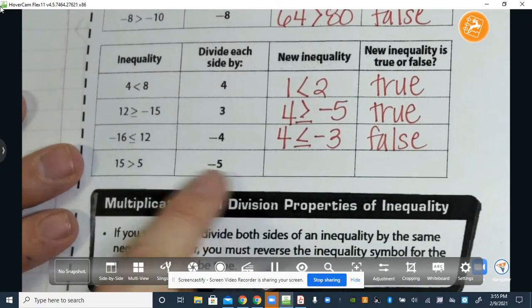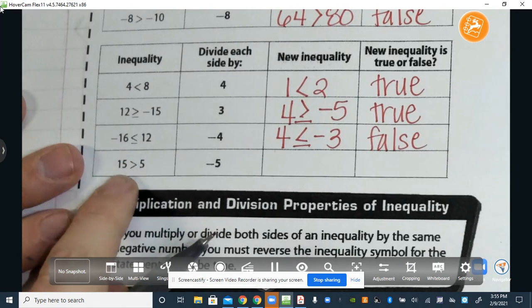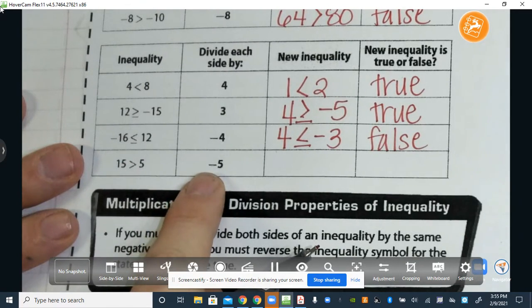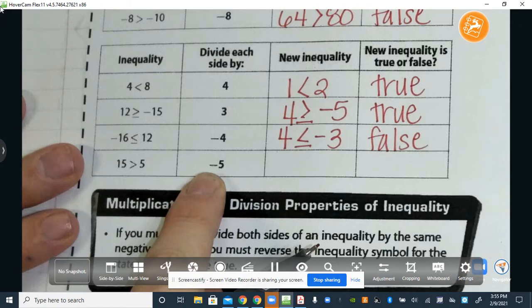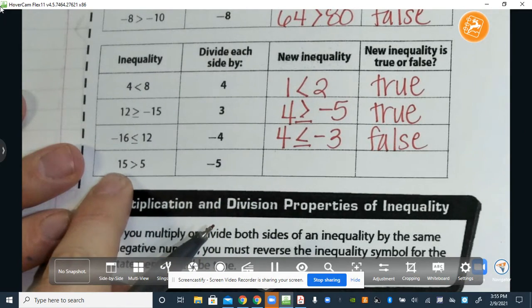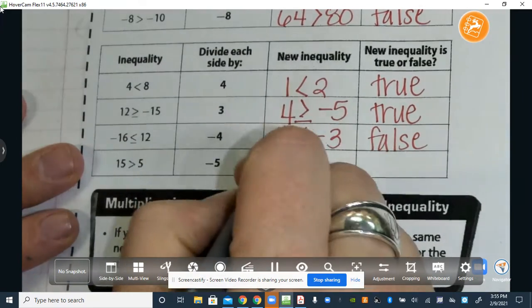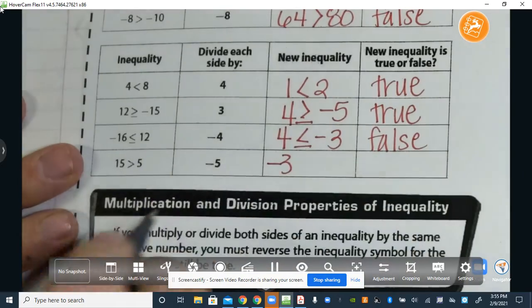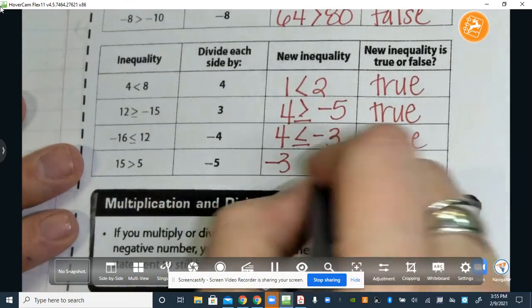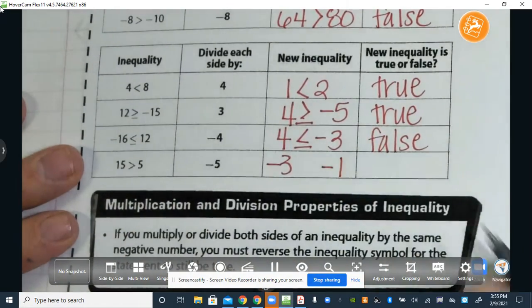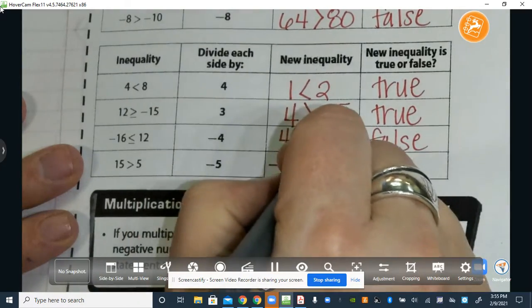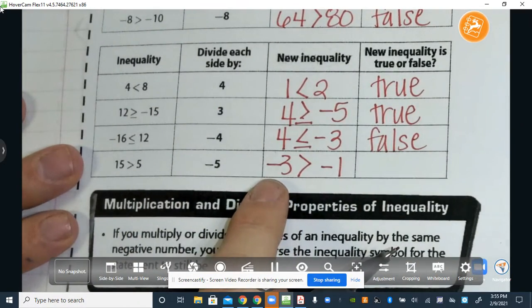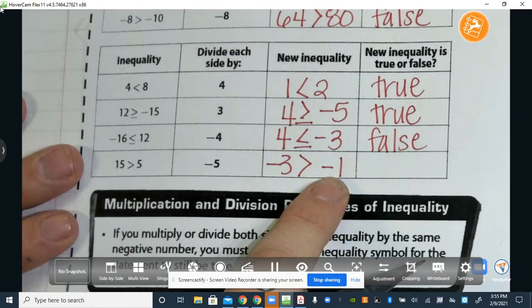Well, let's see with these positives. So 15 is always greater than 5. So let's divide them both by negative 5. So 15 divided by negative 5 gives me a negative 3, and 5 divided by negative 5 gives me a negative 1. And bring that sign on over. Is negative 3 greater than negative 1? No.